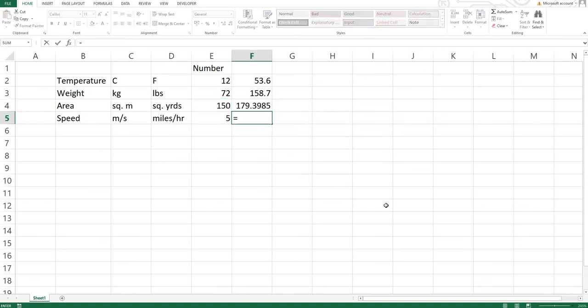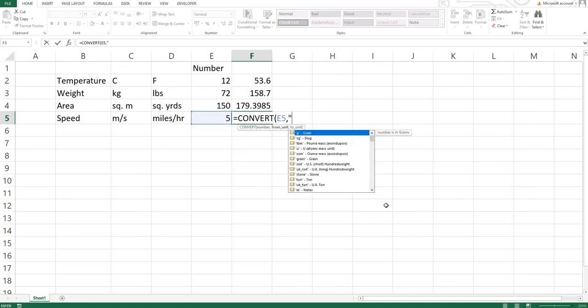And for speed, I'll again quickly use the formula: 5 meters per second, which is m/s, to miles per hour, which is going to be mph.